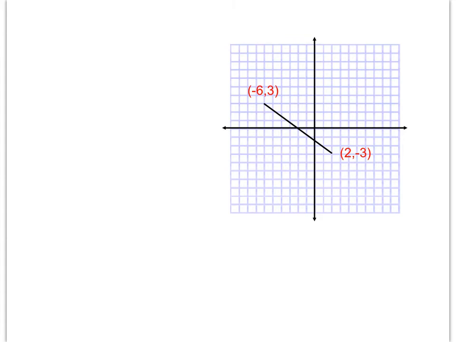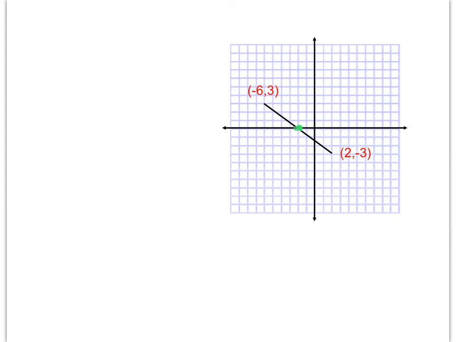To find the midpoint of this segment, I could look. It's probably right about there. I'll draw that in if you want. I'll draw that in green. Boom, it's right about there. But again, I just want to find the average of the x's, and I want to find the average of the y's. To find the average of two numbers, we're going to add them and divide by 2.